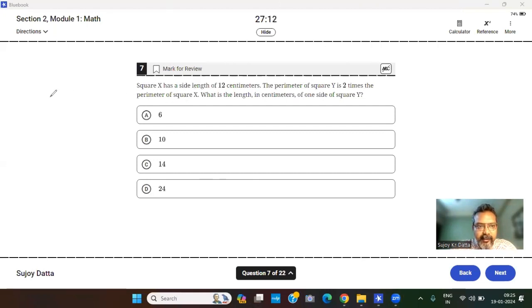So what I basically am saying is if this is, let's say, x and each side is 12, 12, 12, 12, then what you have for y is... the perimeter here is 48, 12 times 4. So here the perimeter would be double of that. The perimeter of y is 2 times, so that's 96 divided by 4. So it is 24 everywhere. In short, since the perimeter is double, each side has to be double, right? So calculation was not necessary.